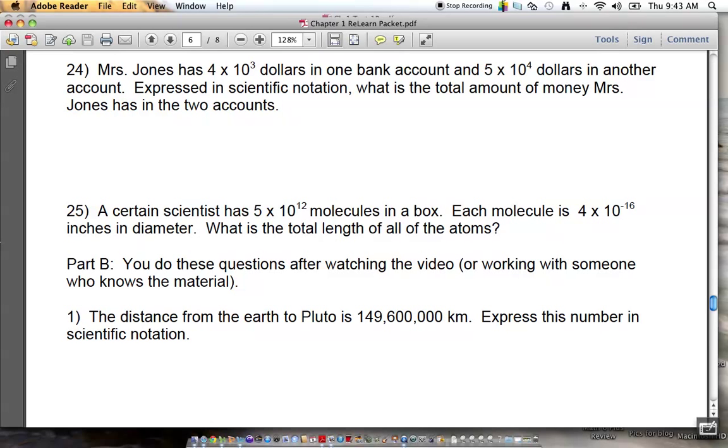Okay, ready? Number 25, the last one that we have to do for now. A certain scientist has 5 times 10 to the 12th molecules in a box. Each molecule is 4 times 10 to the negative 16th inches in diameter. What's the total length of all of the atoms? I'll give you about 20 seconds, maybe 30 seconds to get that done.